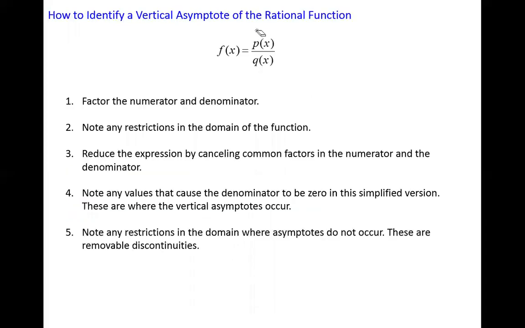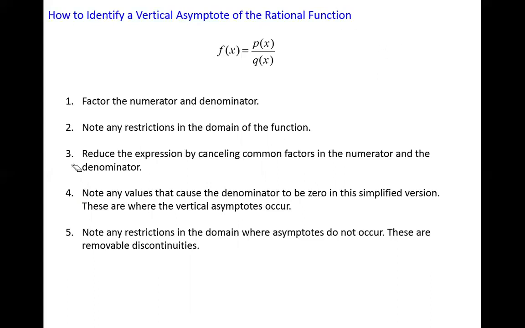Having a rational function, the ratio of two polynomials, p of x divided by q of x, the first step is to factor the numerator and denominator completely. Then we have to identify any restriction in the domain of the function, which we can even do first. That means we have to eliminate all of the zeros from the denominator. That's how we can identify the domain.